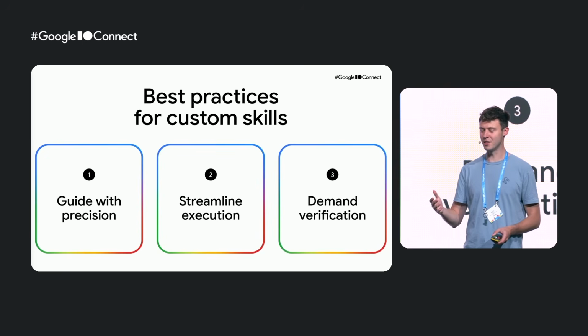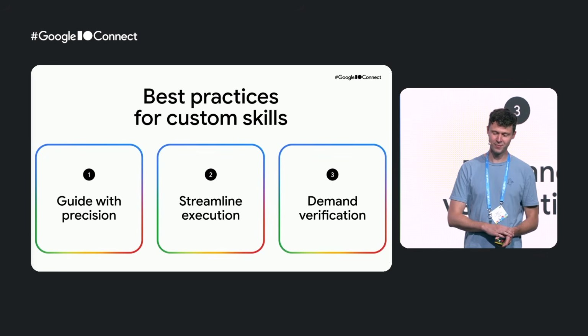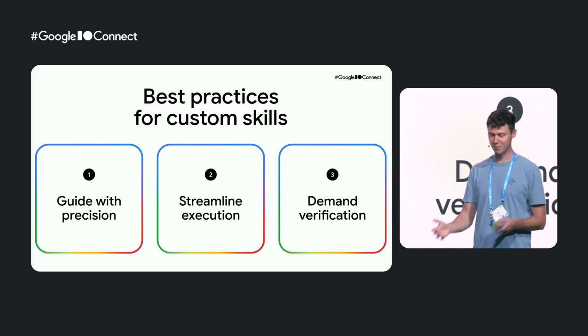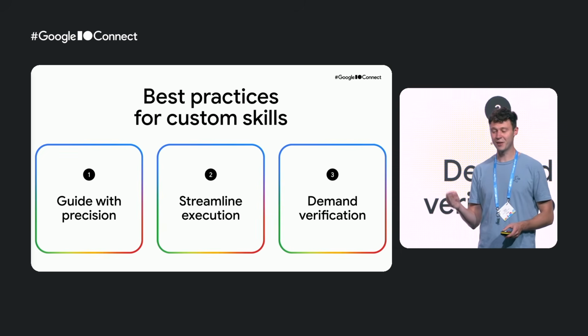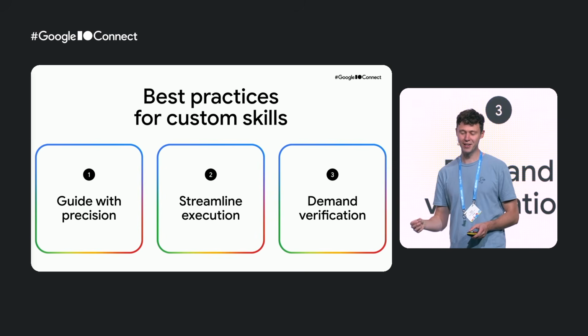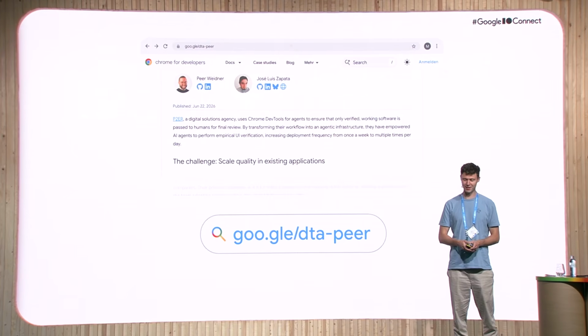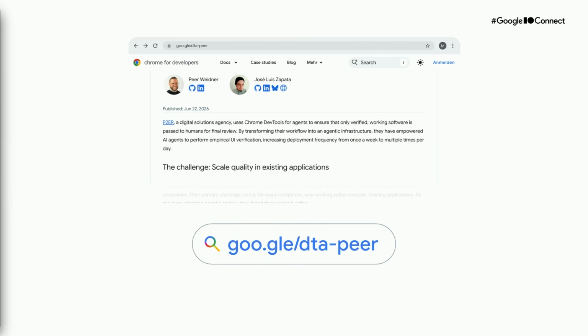And the last one is demand verification. Instruct your agent to not skip steps and how to check its previous work. Otherwise, there is a high chance it becomes lazy and finishes work with a job half done. And as a good starting point, I highly recommend reading the full case study at this link. The write-up gives a deep insight in how Pair's team approached this transformation and includes a link to the GitHub repository with all skills mentioned included.